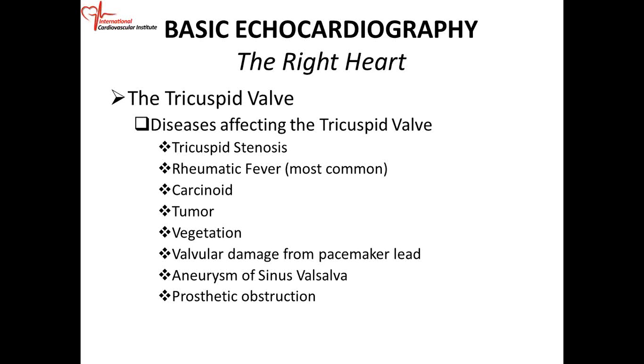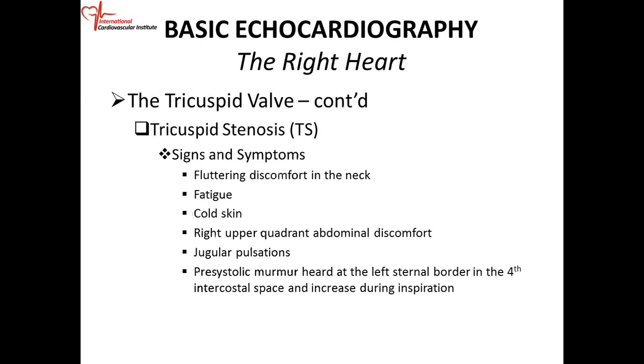Also, aneurysm of the sinus of Valsalva. If you remember the anatomy, the sinus of Valsalva is almost right where you have the tricuspid valve. So if there is an aneurysm, dilatation of the sinus of Valsalva can affect the tricuspid valve. Prosthetic obstruction. So you can have a prosthetic valve which is obstructed in the tricuspid plane. All right, so let's look at tricuspid stenosis. Not as common as mitral stenosis, but you can get it as well. And of course, it's probably going to be rheumatic.